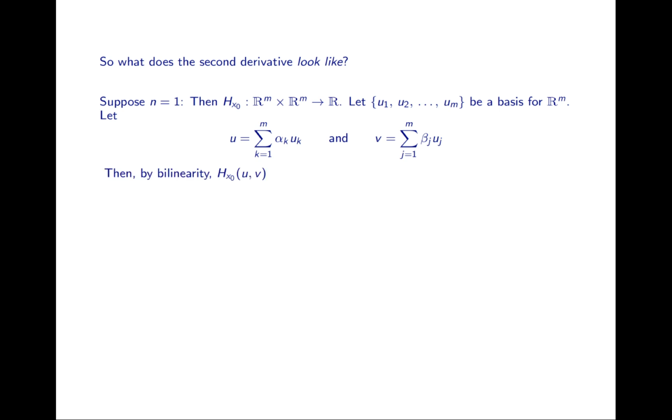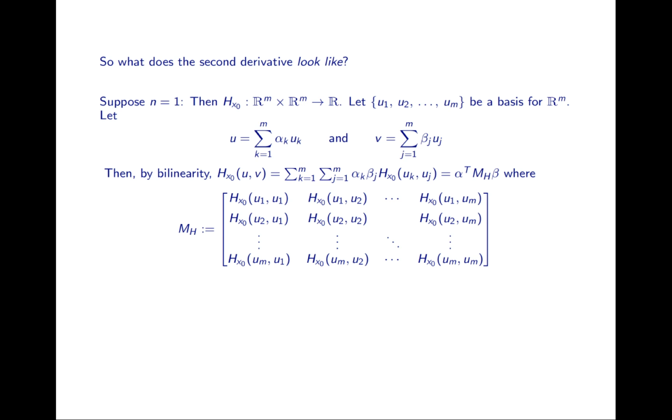So if I evaluate h at u comma v using this basis expansion, then I get the sum from k equals 1 through m and the sum from j equals 1 to m of alpha k, beta j, h evaluated at the basis vectors. Well, in fact, that's just alpha transpose M_h times beta, where M_h is a matrix.